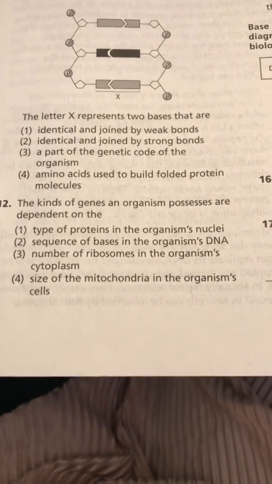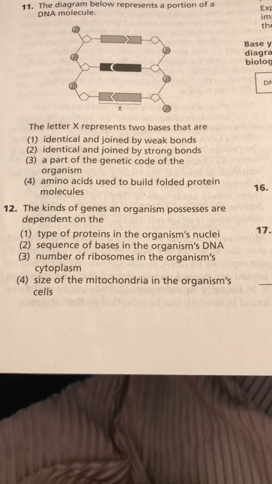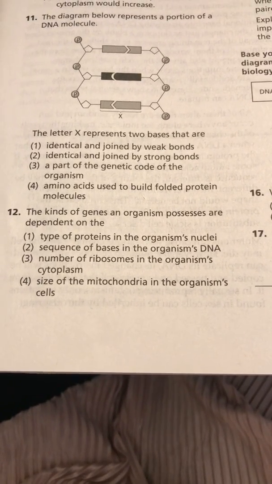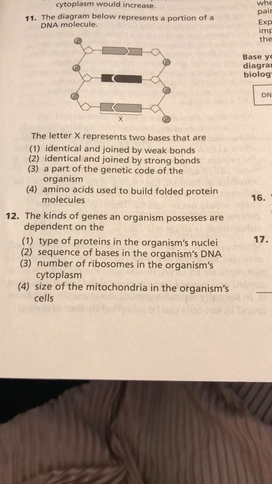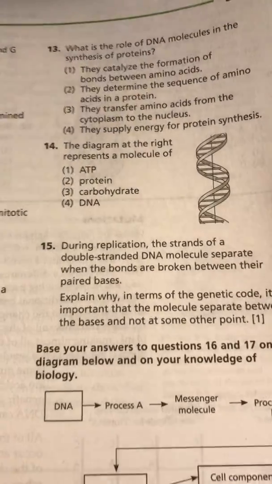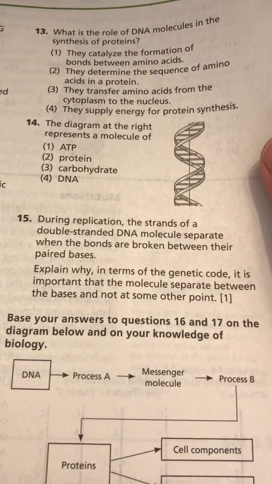Number 12. The kinds of genes an organism possesses are dependent on the type of proteins, the organism's nuclei, sequence of bases in the organism's DNA, number of ribosomes in the organism's cytoplasm, or size of the mitochondria in the organism's cells. Number 13. What is the role of DNA molecules in the synthesis of proteins?